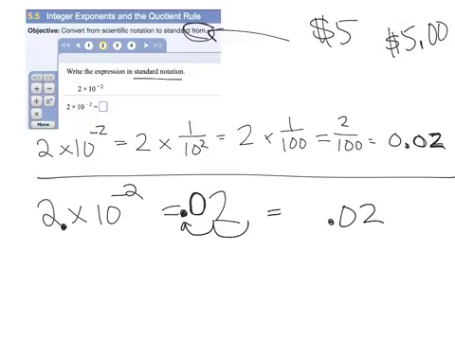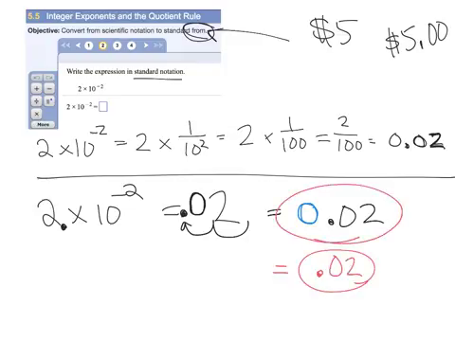Now traditionally we put a leading 0 right there, but that's not absolutely necessary. If you wanted to, you could write just .02, or you could write 0.02. Your choice. They both work.